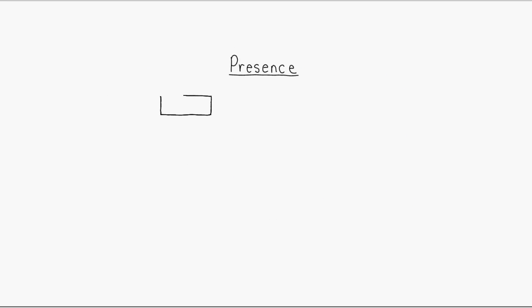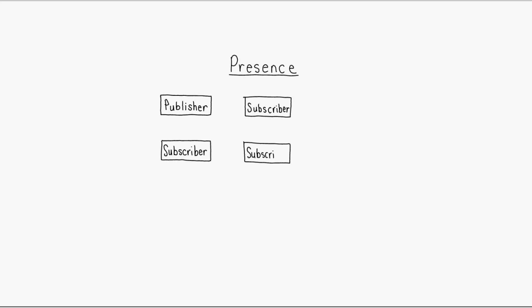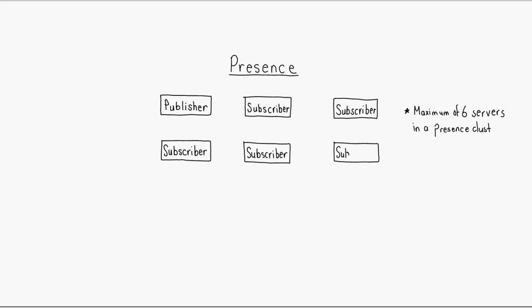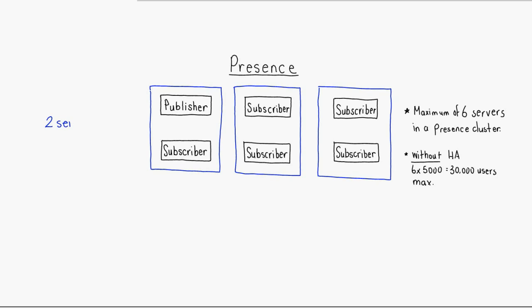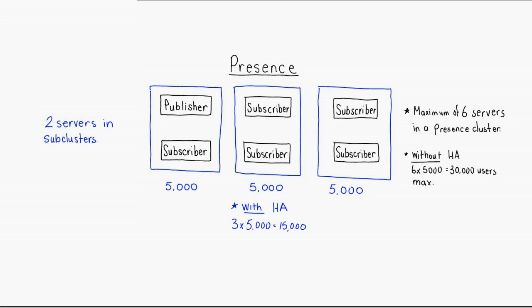Presence clusters also share the same publisher-subscriber model, but can have a maximum of 6 servers in a cluster. A presence server can support up to 5,000 users. For high availability, a presence cluster can be divided into subclusters, each with 2 servers. With this approach, each subcluster is limited to 5,000 users. So, we have a maximum of 15,000 users with high availability and 30,000 users without.